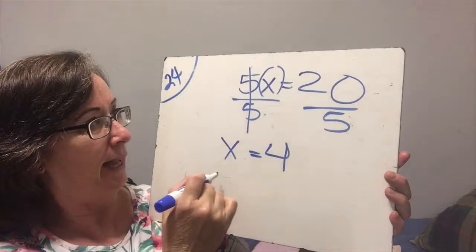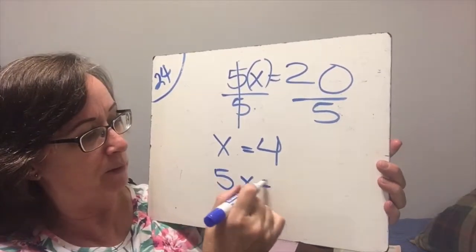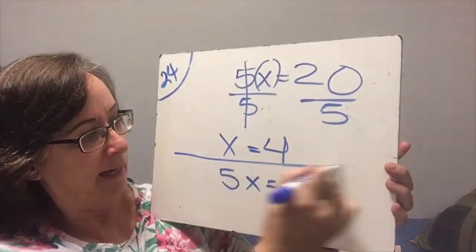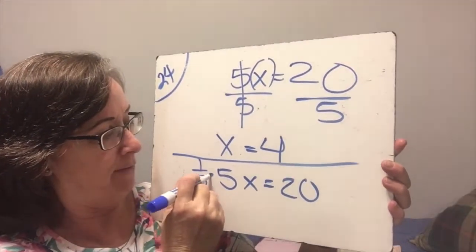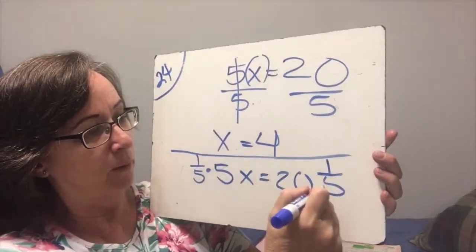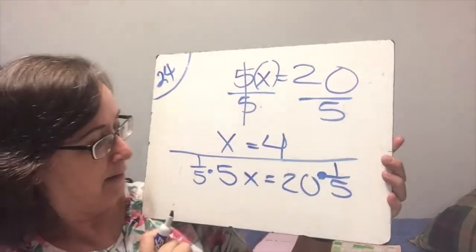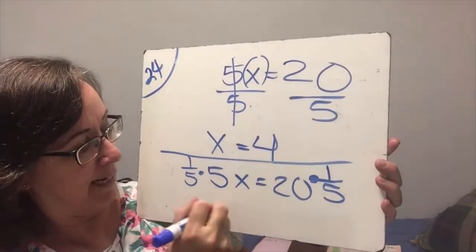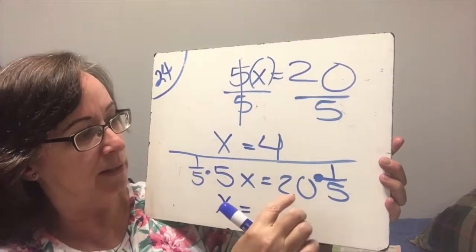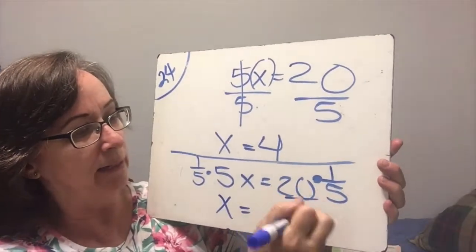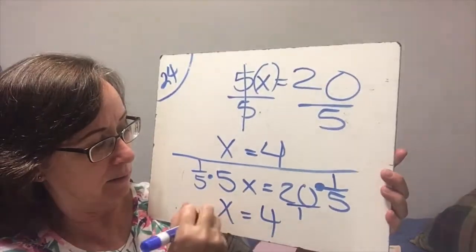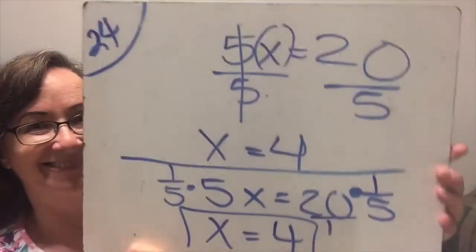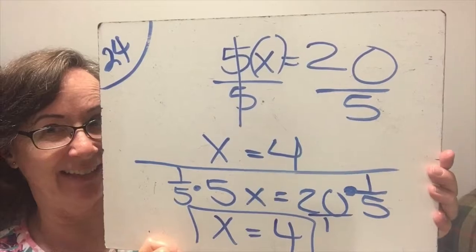So now we're going to have 5x equals 20 again. And instead of dividing by 5, we're going to multiply by 1/5 and multiply by 1/5 on the other side. Okay, and we're going to have 1x or x equals 20 over 1 times 1 over 5, which is 20 over 5, which is 4. The 2 ways are equivalent, aren't they?